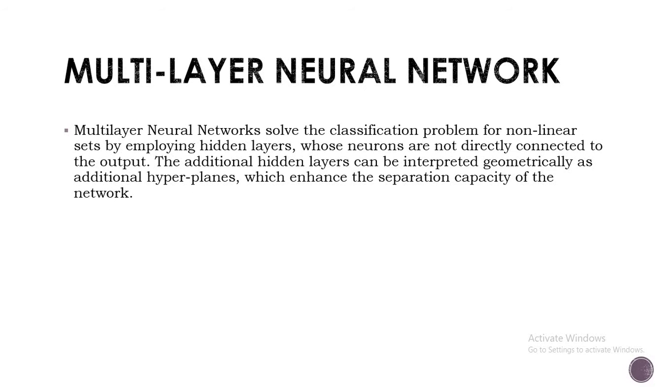Now look into multi-layer neural network. As mentioned in the introductory part, the multi-layer neural network solves the classification problem for nonlinear sets by employing hidden layers whose neurons are not directly connected to the output. The additional hidden layers can be interpreted geometrically as additional hyperplanes which enhance the separation capacity of the network.